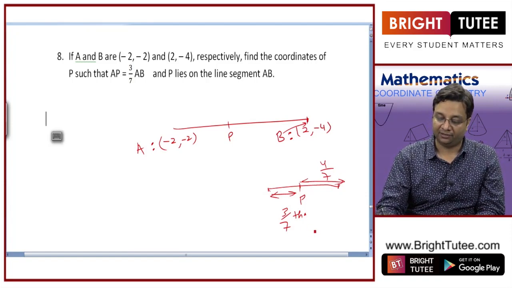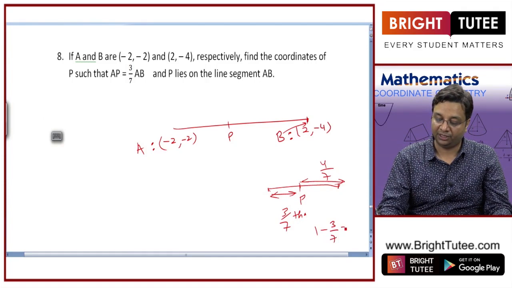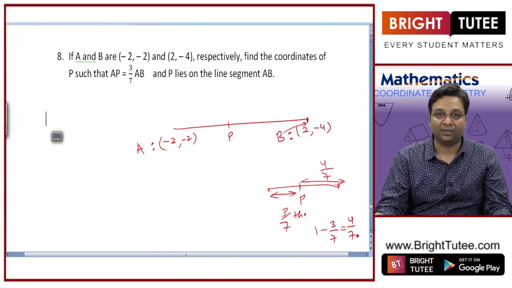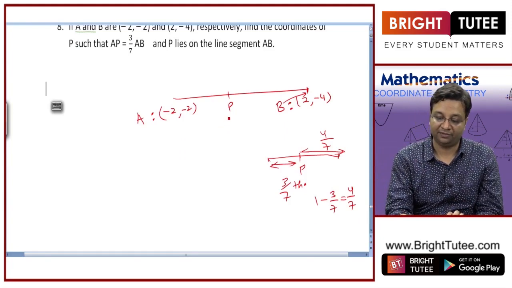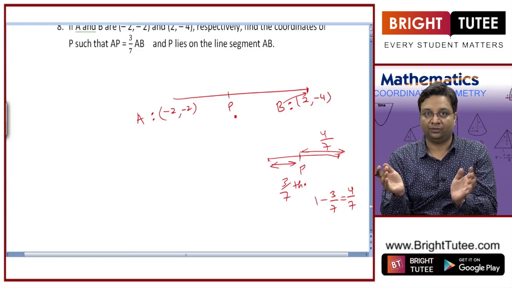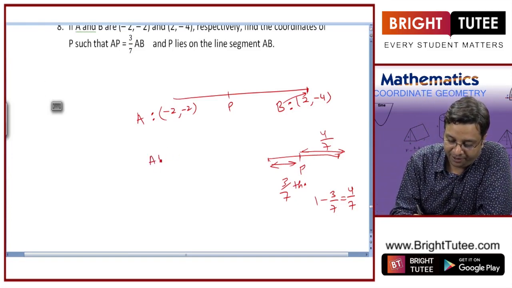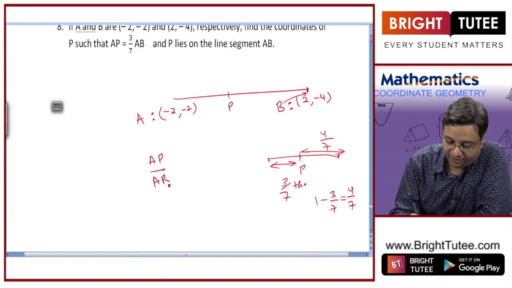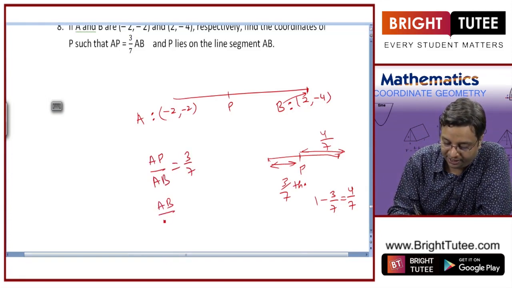If you subtract, let's say the entire segment is 1, if you subtract 3 by 7 from it, what will be left is 4 by 7, right? 3 by 7, 4 by 7. So P is dividing this line segment AB into 3:4, right? Or you can say AP by AB is given as 3 by 7, right? So you can say that AB by AP is 7 by 3.